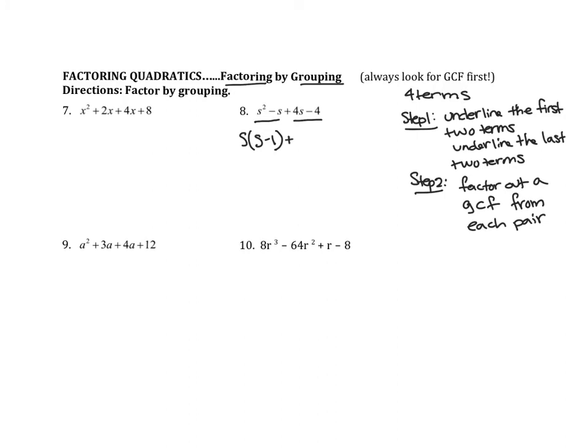So now I'm looking at 4s minus 4. They both have a 4 in common. 4s divided by 4 would leave me with an s, and 4 divided by 4 would leave me with 1, and negative 1 because it was a negative 4. When you get to step 2, your parentheses should match. So if your parentheses don't match, then you've got a mistake. So now notice that I have an s minus 1 and an s minus 1. If my parentheses don't match, I need to go back and see what I did wrong.